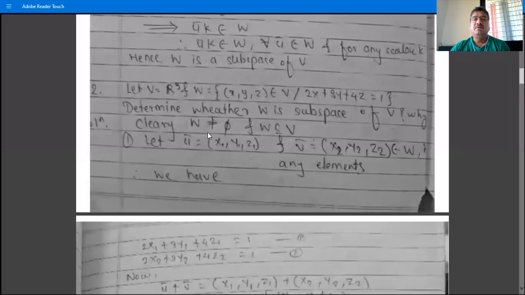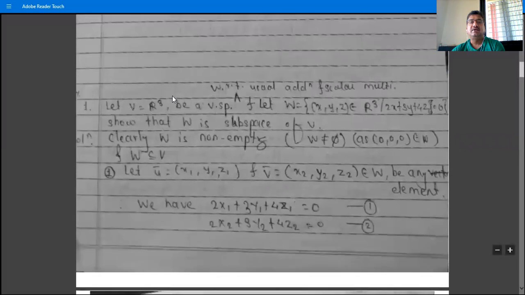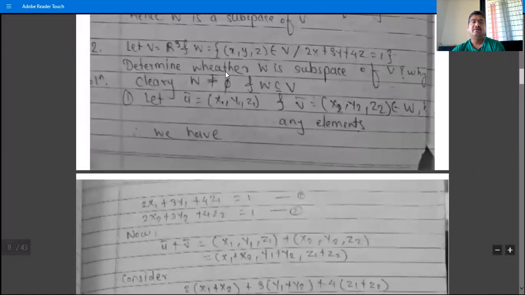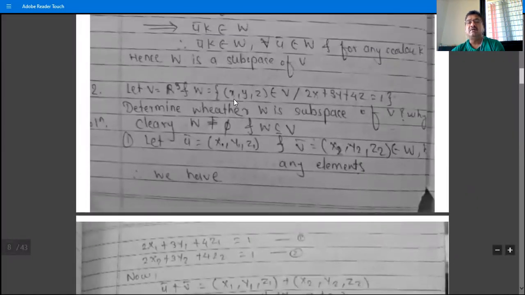Next example of subspace. Let V equal R3. Obviously, V equal to R3 is a vector space with respect to the usual addition and usual scalar multiplication. And W is a subset of V.